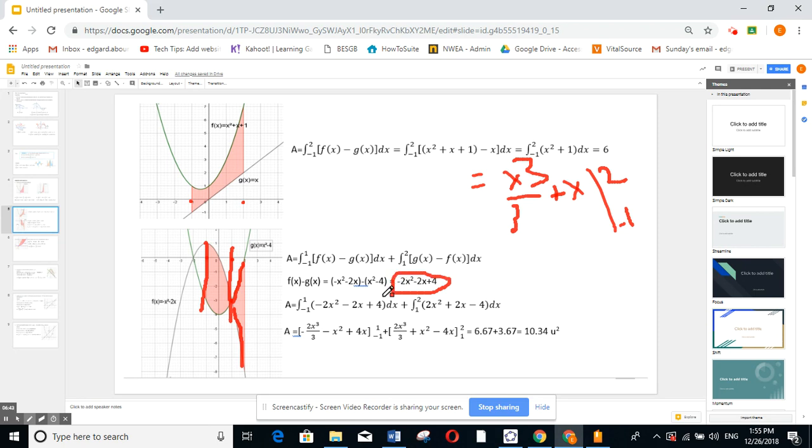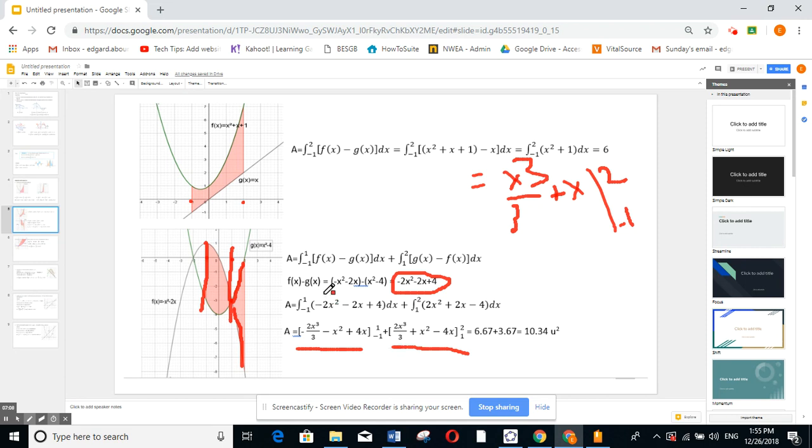Okay, so in the first one, you keep it as it is from -1 till 1, because the curve f is above. Then you switch to the opposite sign, 2x squared plus 2x minus 4, because we have now g bigger than f. G of x minus f of x, just the opposite, from 1 till 2. And if you do the calculation, you're going to get a positive sign.